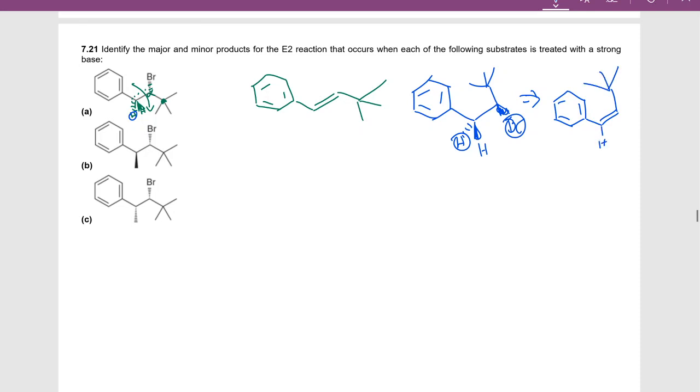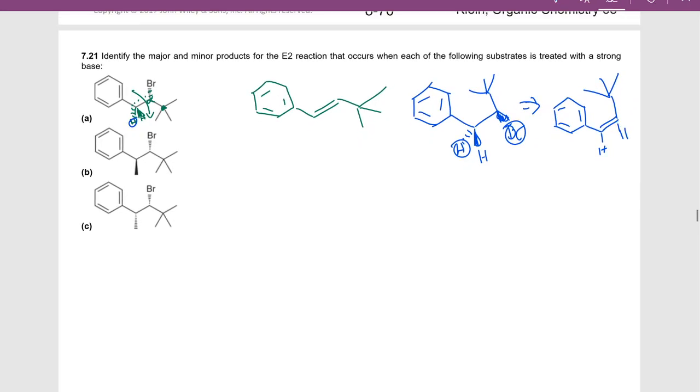Because I have hydrogens cis to each other, this is the cis isomer. On the left we have the trans isomer, because we have hydrogens trans to each other. So which do you think will be the major product? This trans one is going to be much more stable because these groups are large. The t-butyl group and the phenyl group are large, so they're going to be pushing each other away in the transition state. So the trans product will be major.